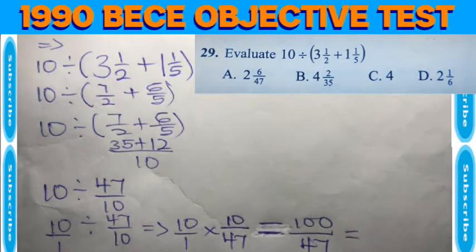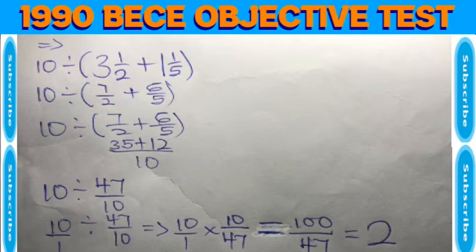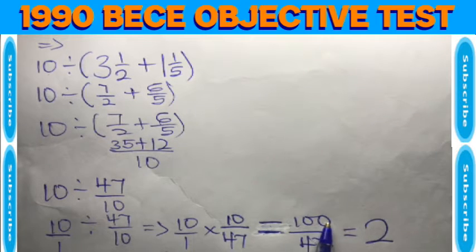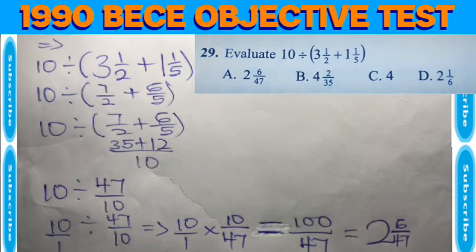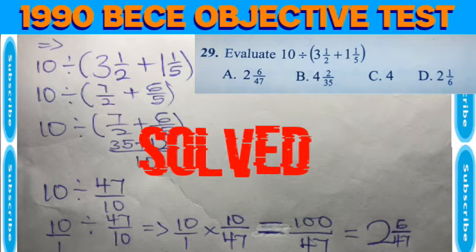47 can divide 100, it seems 2 whole times. And when you multiply the 2 by 47, you have 94. All right. When you subtract 94 from the 100, you have a remainder of 6. So 6, and then out of the 47. So 47 will divide 100 2 whole times. There will be a remainder of 6, and then over the denominator 47. So the final answer is 2 whole number, 6 out of 47. And question 29 has been solved.